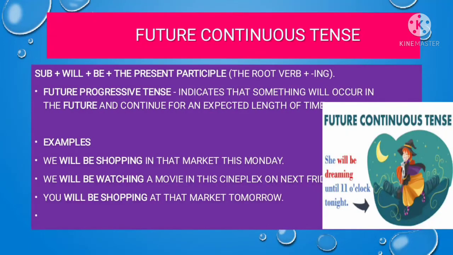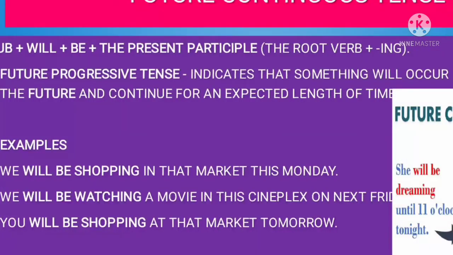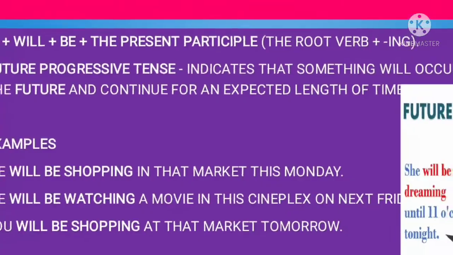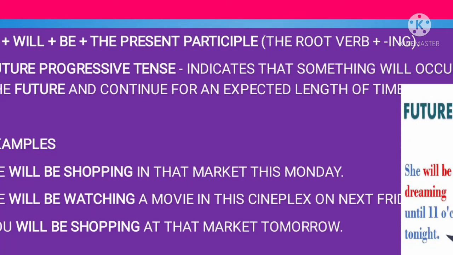Future continuous tense indicates that something will happen or occur in the future and it will continue for an expected length of time, a particular period of time. The form is only be is added with the simple future, like subject plus will plus be plus, and since it is continuous, we use the ing form of the verb. Example, we will be shopping in that market this Monday. We will be watching a movie in this complex on next Friday.